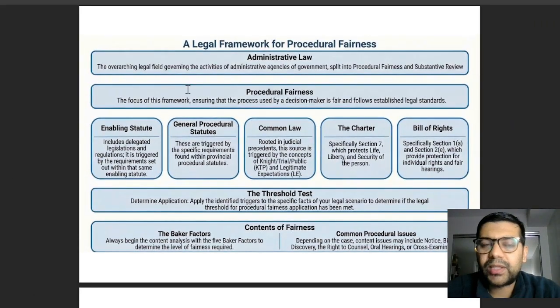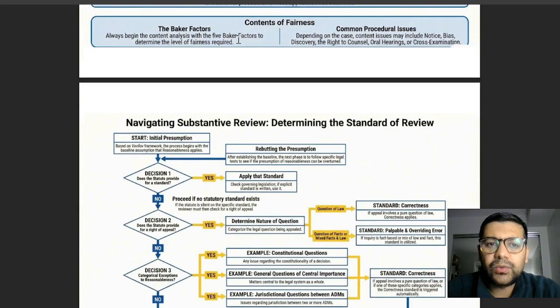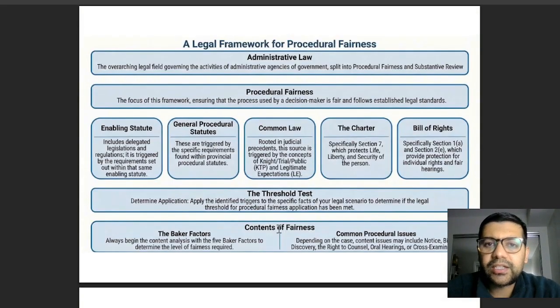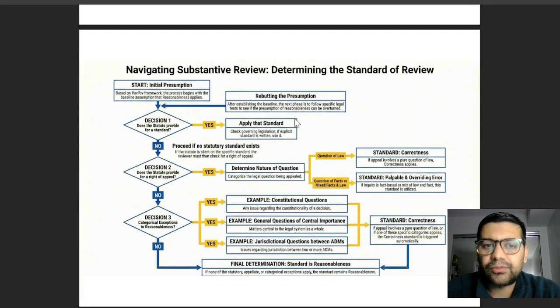So that was one of the sections. The second section are these two charts. The first chart is going to talk about the procedural fairness, and the second one is going to talk about the standard of review. This will help you immensely during your examination because your examination is only for 3 hours.